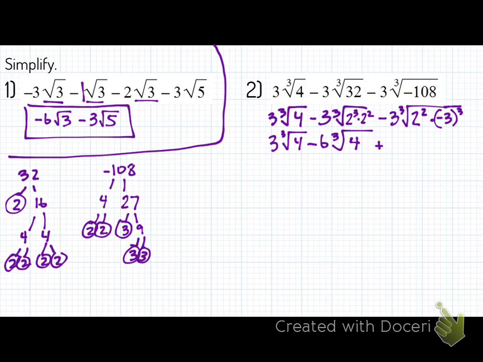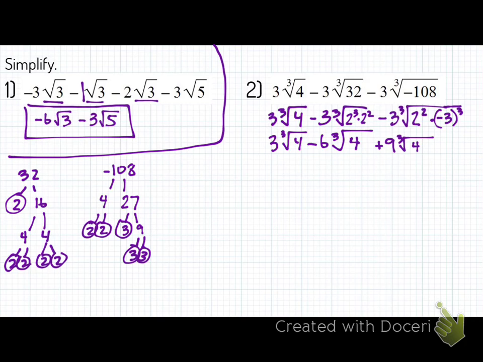Next term, what can you pull out of the last term? Negative 3. So we have negative 3. What's negative 3 times negative 3, everyone? Positive 9. Positive 9, right? So we got positive 9. And then what's 2 squared, everyone? 4. So we got the cube root of 4. Make sense? Good. Now we can combine like terms.